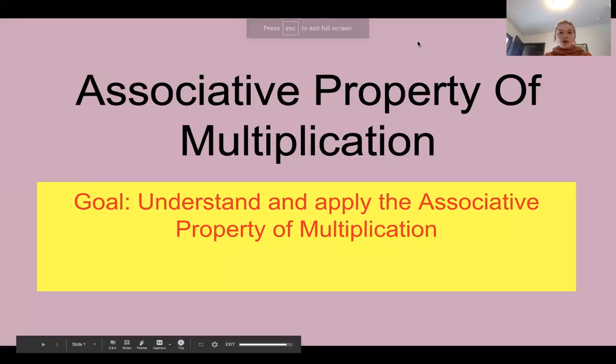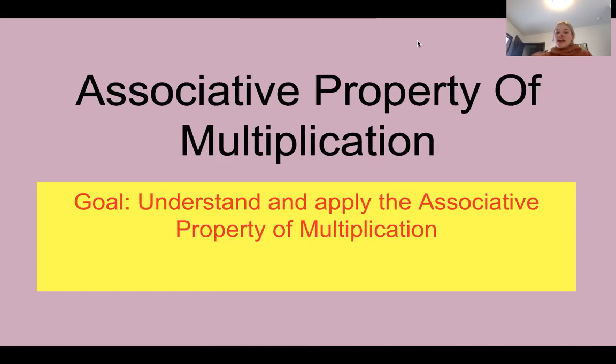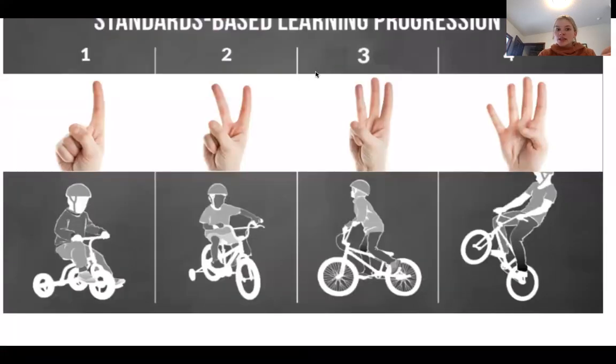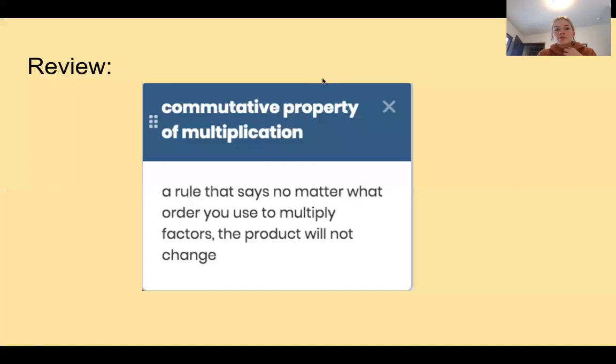Hi. All right. So I want to go over the associative property of multiplication. And by the end of this, hopefully you'll be able to understand and apply the associative property of multiplication. And property, that just means there's a specific rule that we have to follow in math that is proven to be true.